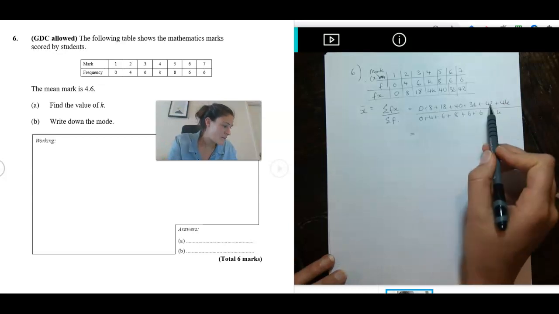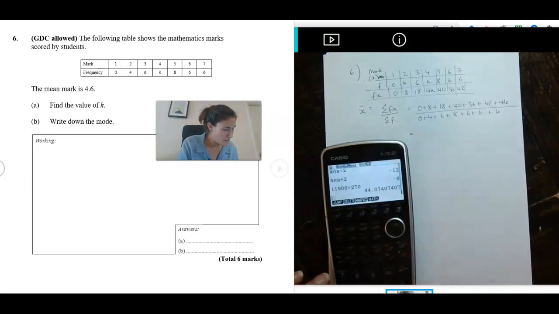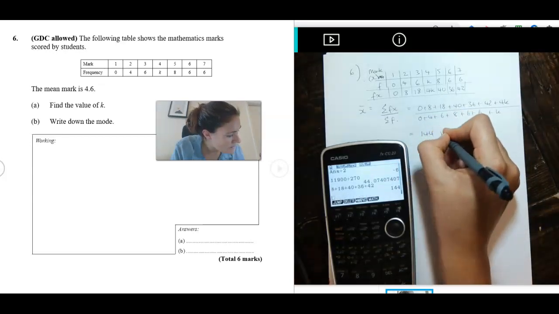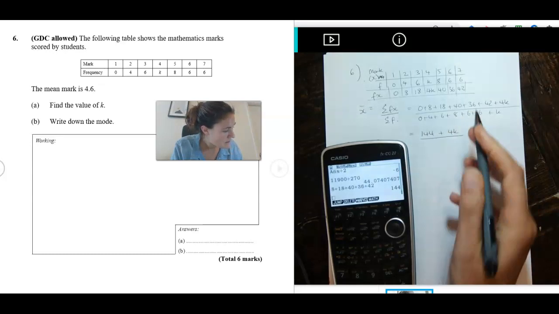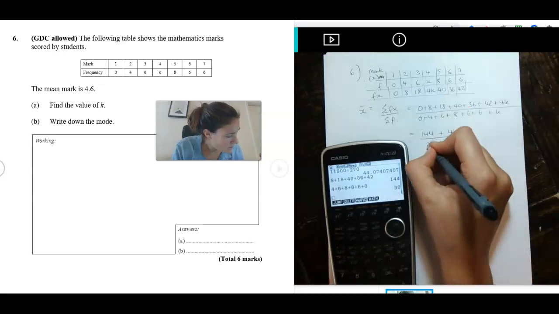Well, I guess here is where I'd be allowed to use my calculator. It's not that useful. It's not really doing anything graphical here. It's just being an adding machine. I could do that on my own, but this is quicker. And 4 plus 6 plus 8 plus 6 plus 6 is 30.